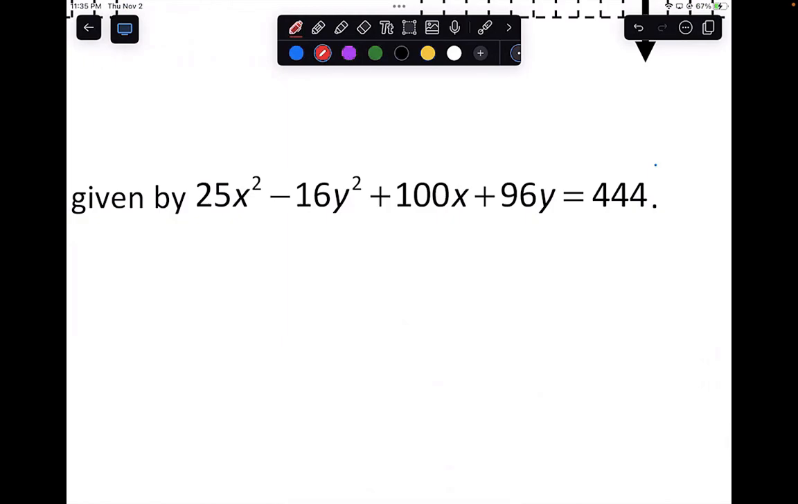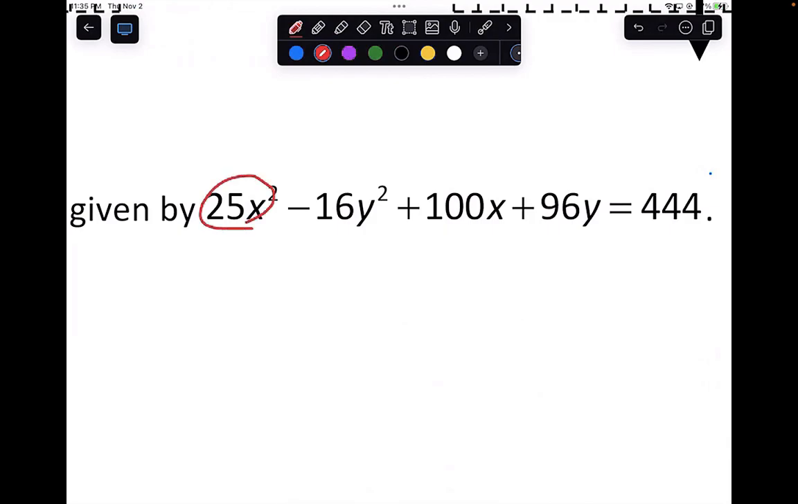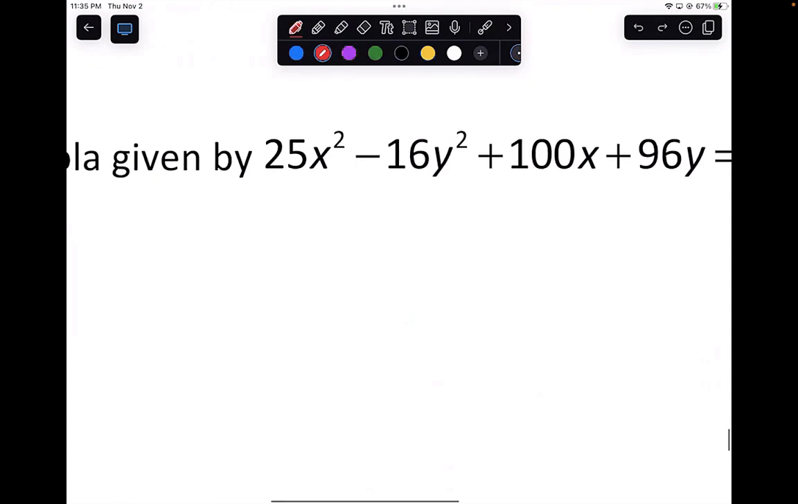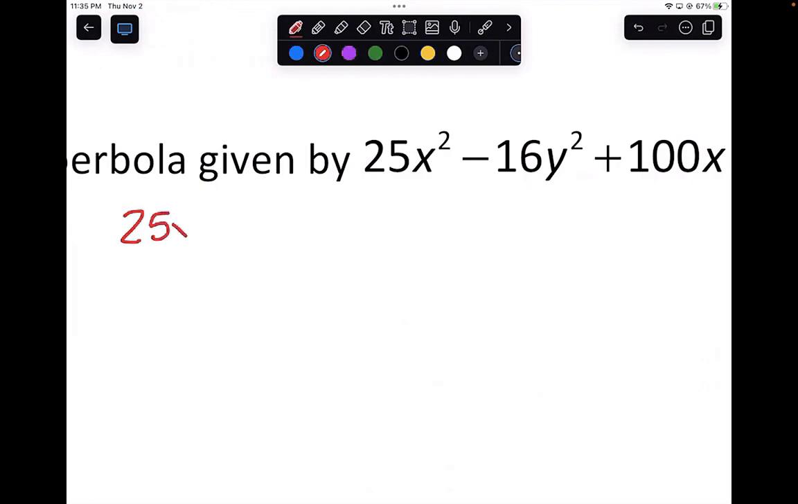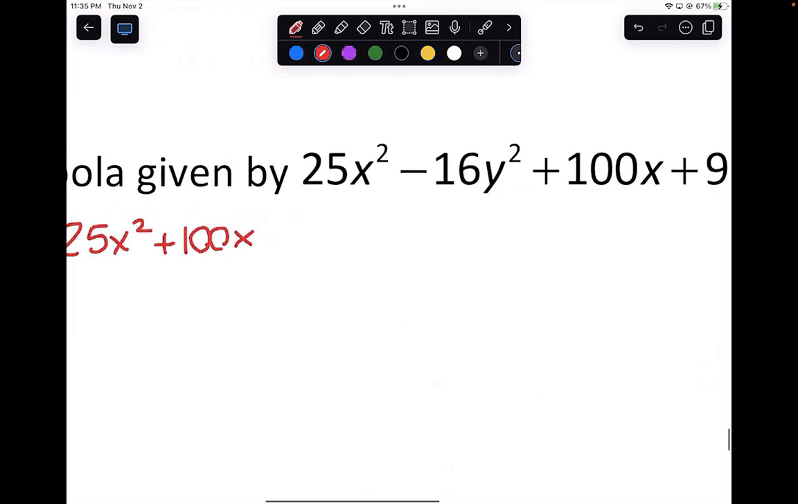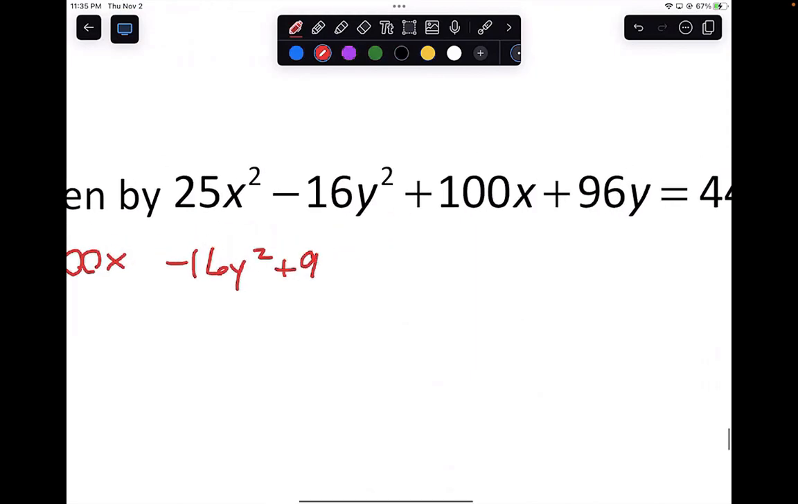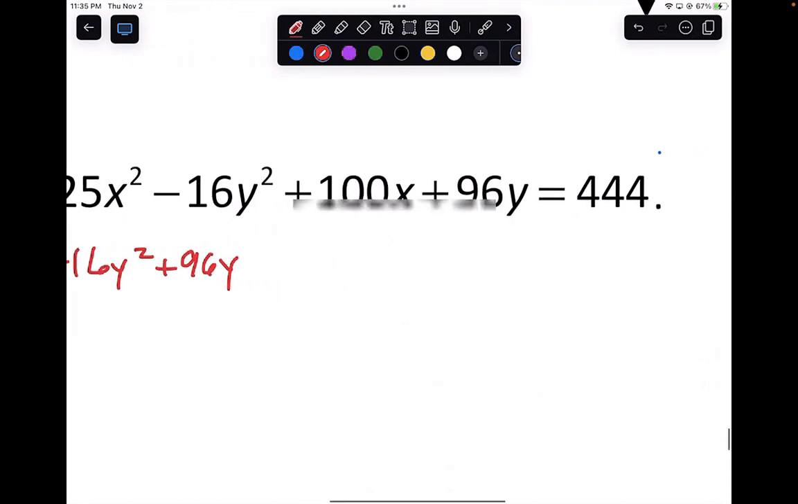The steps of getting this into standard form are the exact same steps that we did with the ellipses. The one that comes first is the positive, so it's positive 25x squared, and -16y squared. Do not put the -16y squared first; we'll put it last. So I'm going to group up here: 25x squared plus 100x, and we'll factor out in a second, -16y squared, plus 96y. Then make sure the constant number is on the other side, which it already is.